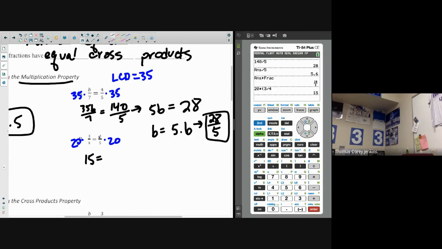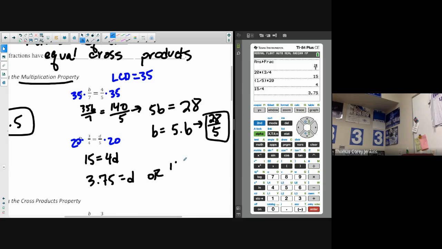Same thing on the other side, but you would need to type in 1/5 times 20, right? Because your coefficient is 1. So 1/5 times 20 is 4. So on the other side, we get 4D. All right, and then we just want to solve by dividing both sides by 4. So my answer is going to be 15 divided by 4. So 3.75. Or you might say 15 over 4. Or 3 3/4. Okay.